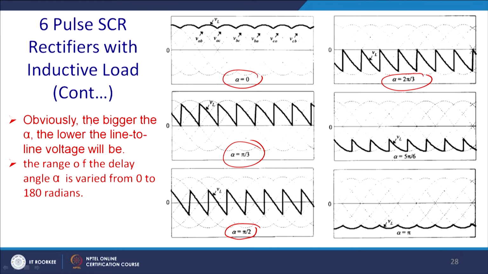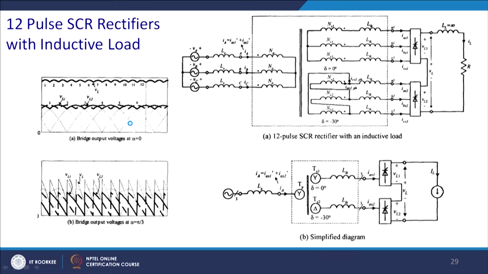Obviously, the bigger the alpha, the lower the line to line voltage, and we can operate from 0 to 180 degree in a full control mode, from rectifier to inversion operation. Now, what happens in the case of the 12 pulse converter with the inductive load?